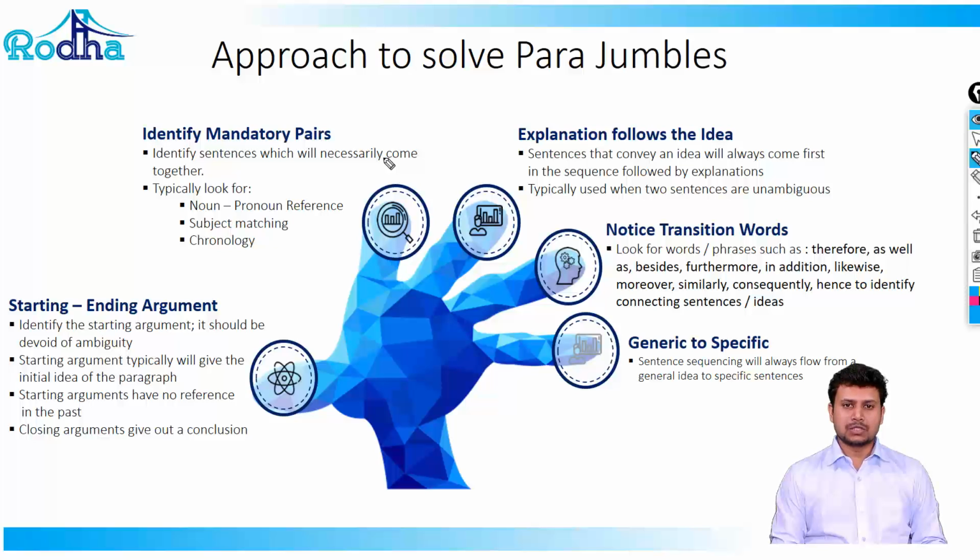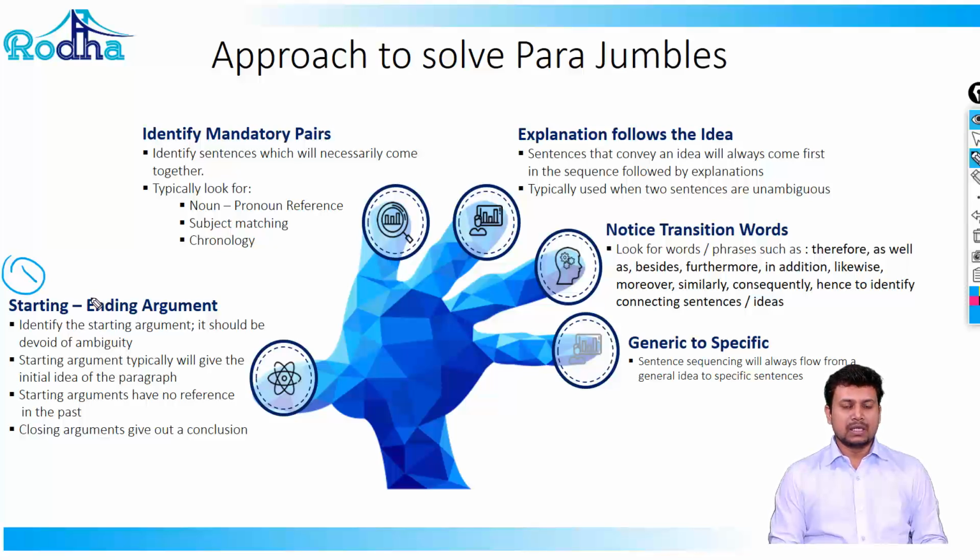Let's look at different approaches to solve parajumbles. Now, as a thumb rule, there is no approach which tells you an exact way to get the answer. But over the years, we can look at a few of the approaches that people have tried and been extremely successful with in solving parajumble questions. The first approach that we will work with today is understanding or identifying the starting or the ending argument.